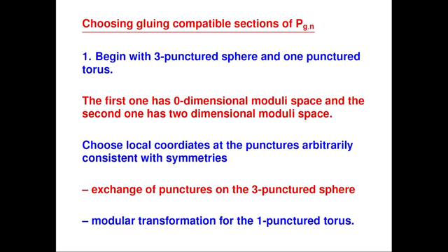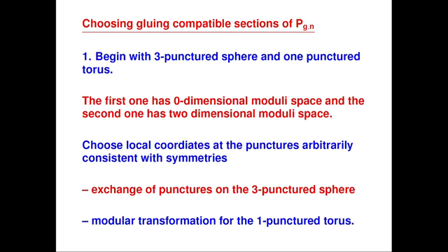The 3 punctured sphere has a 0 dimensional moduli space, and the 1 punctured torus has a 2 dimensional moduli space, basically the tau parameter that labels a torus. The location of the puncture is not a parameter because there is translation invariance on the torus which allows you to fix the puncture at any point that you like.